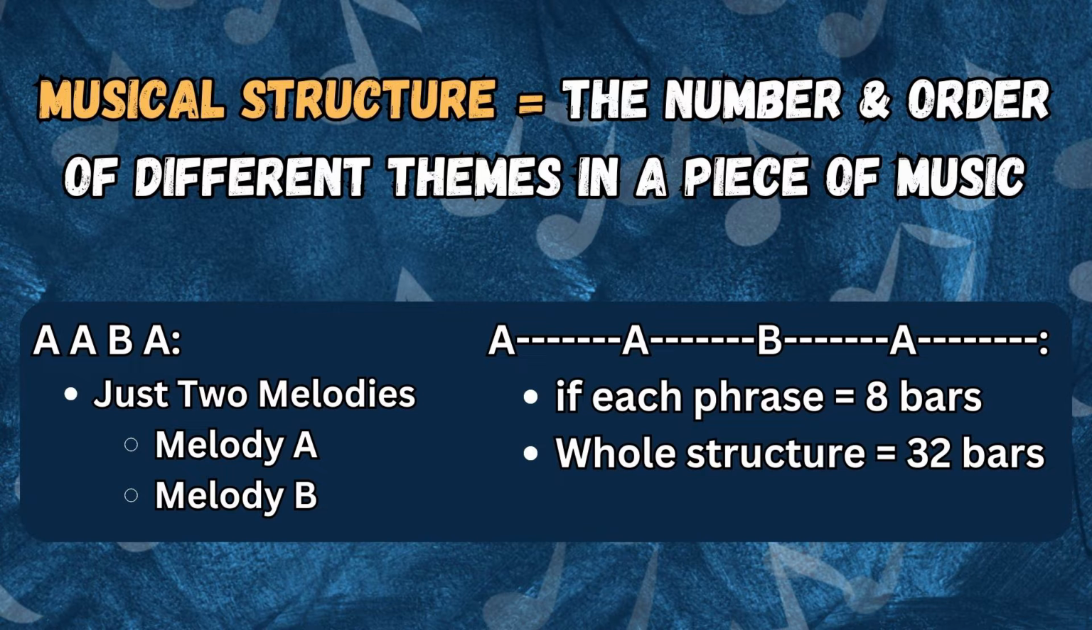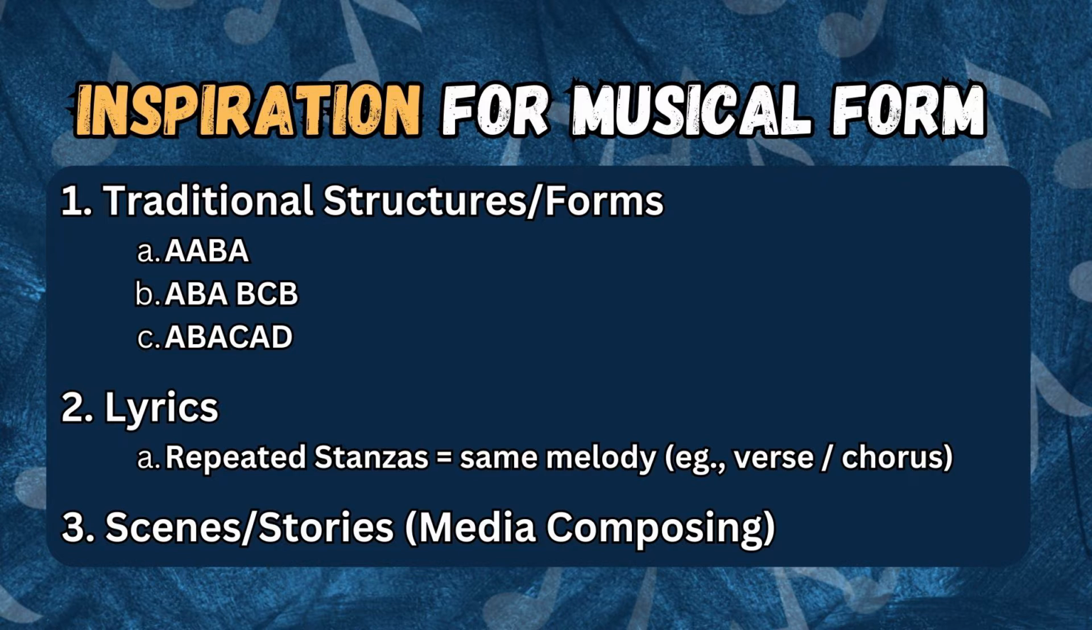Admittedly, there is a bit more I could say about structure, but for now, this simple definition should work just fine. When you are arranging a new piece of music, you can use all sorts of inspiration for your musical form. You can use traditional and popular forms as a starting point, structures like AABA or ABABCB. If you're working with lyrics, you can use them to inform the structure of your song. And, of course, if you are a media composer, then you want to rely on the various scenes and stories that you're scoring to inform your structure.